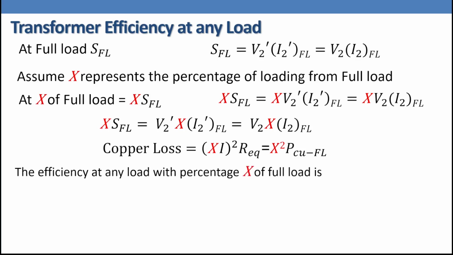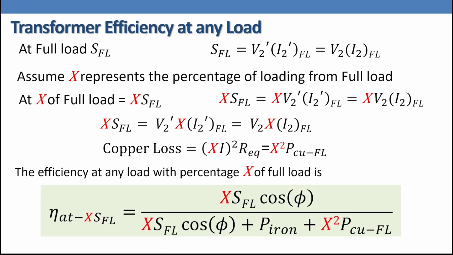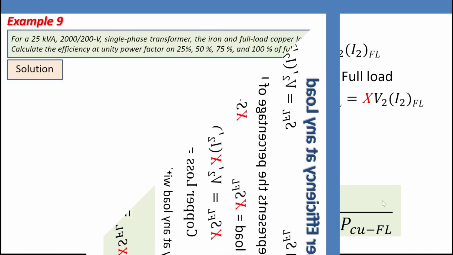So the efficiency at any load with percentage X of full load is X multiplied by S full load cosine phi over X multiplied by S full load cosine phi plus P iron plus X square P copper at full load. Now I'm going to make sure that this equation is correct. Substitute by X equal 100%. So that one is going to return back to the previous slides we covered, where we have S cosine phi over S cosine phi plus P iron plus P copper at full load. But at any load, we have X multiplied by S and X squared multiplied by P copper at full load.